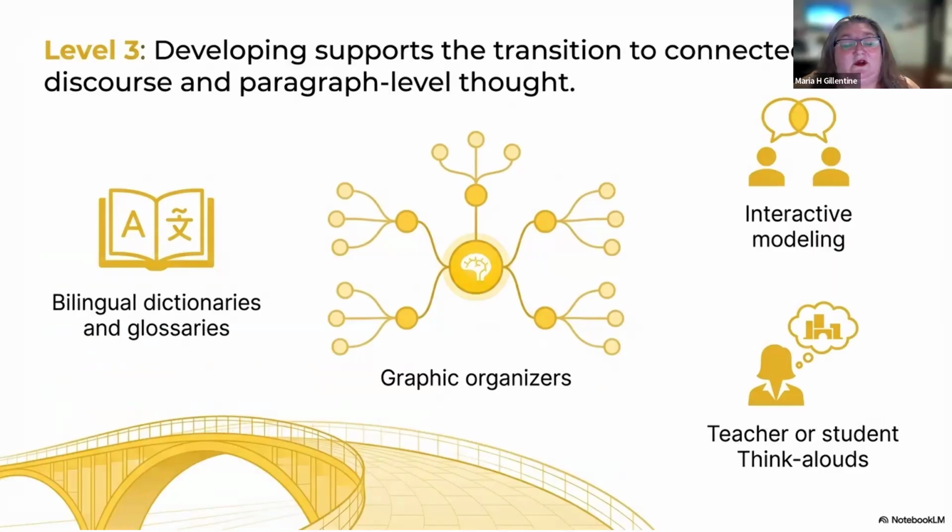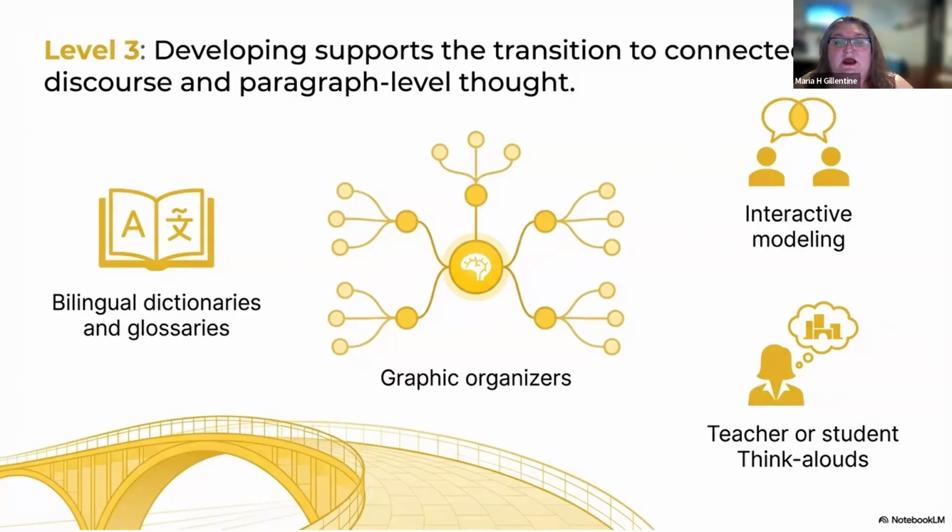Students at the developing level are moving from sentence level communication towards connected discourse and paragraph level responses. So at this point, instructional support should help students organize thoughts, explain ideas, and engage in academic discussions. Examples of this include graphic organizers, interactive modeling, think alouds, bilingual dictionaries, and glossaries.